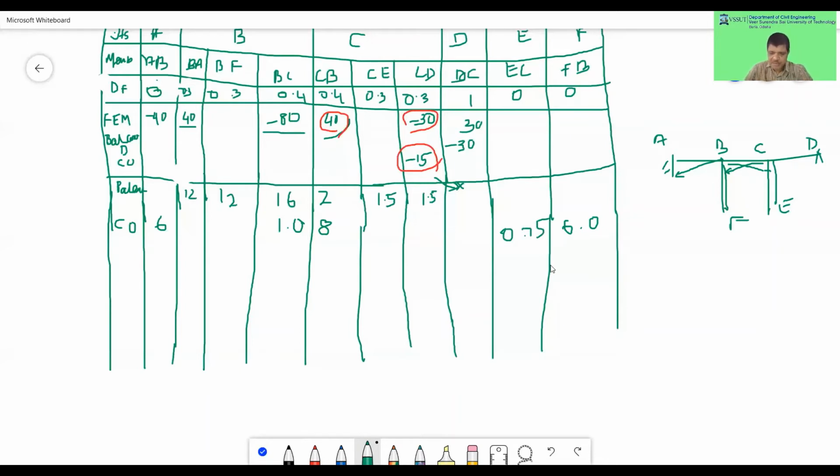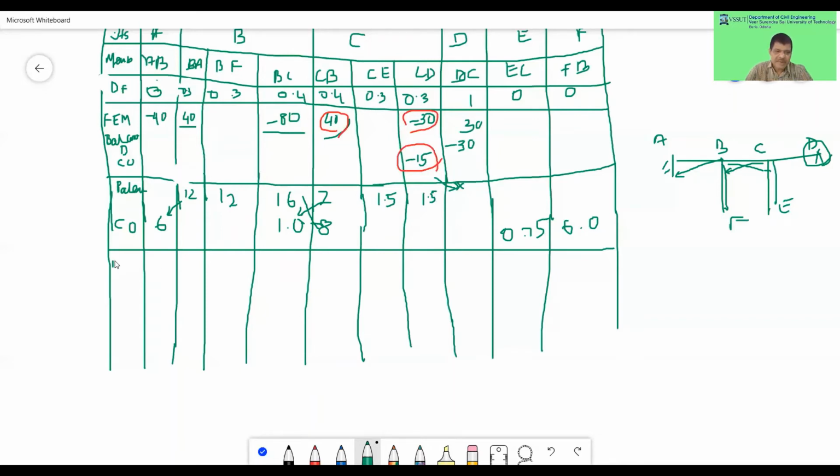So now you are clear. This is how the carryover will continue. So CE goes to EC. From CD there will be no carryover to DC because DC has already been made 0. So these are the carryover things. It has come from here to here, BF to FB, BC to CB, and CB to BC, CE to EC.